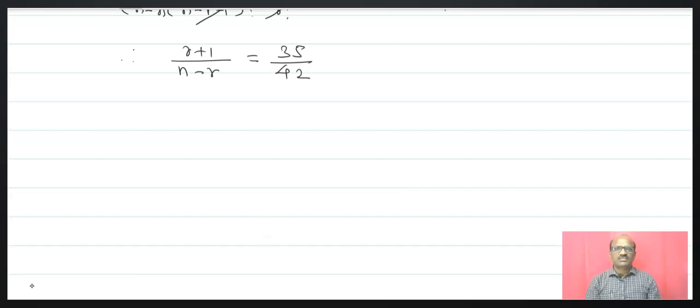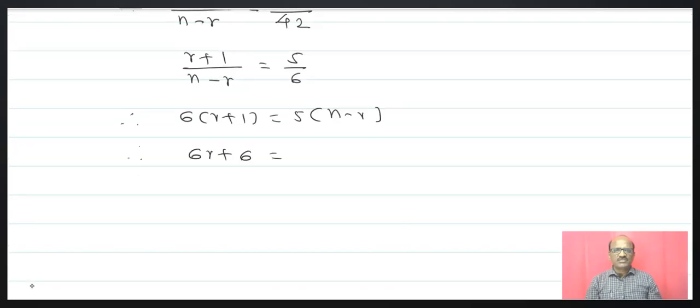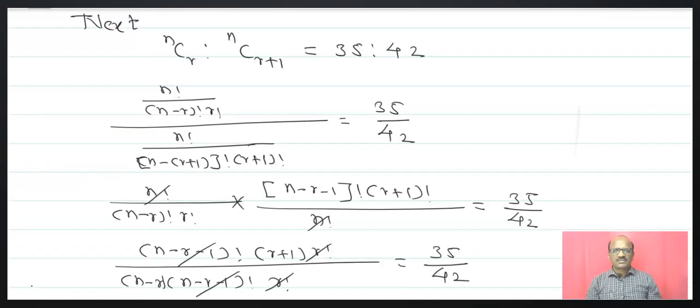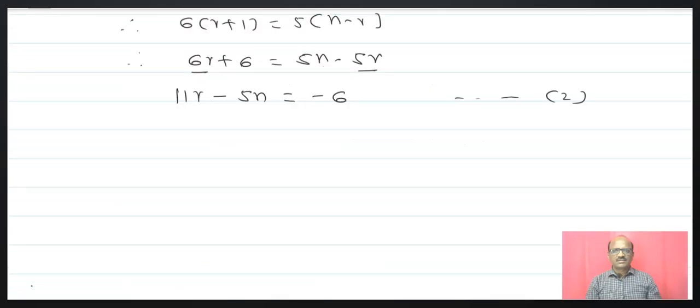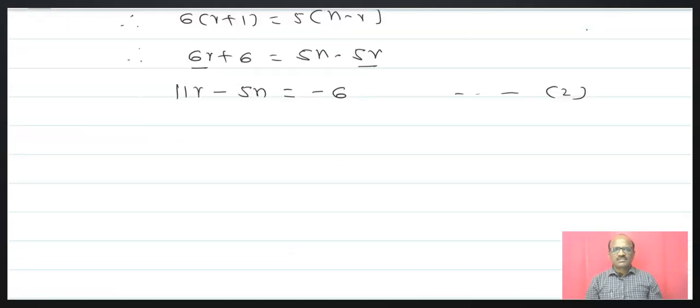Now make the cross multiplication. Look for that, (r plus 1) upon (n minus r) is equal to 5 upon 6. That is 6(r plus 1) is equal to 5(n minus r). Therefore 11r minus 5n is equal to minus 6. This is equation number 2. Now solve these two equations, that is equation 1 minus equation 2.